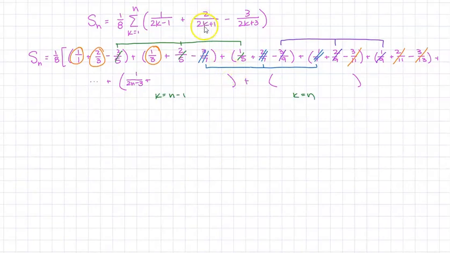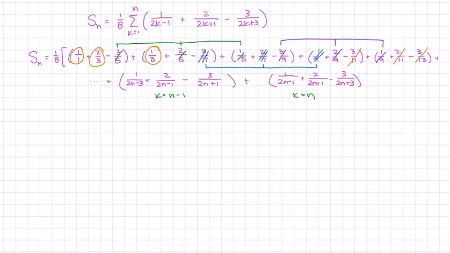Then you'd have 2n minus 2 plus 1, so that's 2n minus 1. And then finally, 2n minus 2 plus 3, you'd have 2n plus 1. And then for the last one, that's nice and easy. You just let all the k's equal n. So you have 1 over 2n minus 1 plus 2 over 2n plus 1 minus 3 over 2n plus 3.